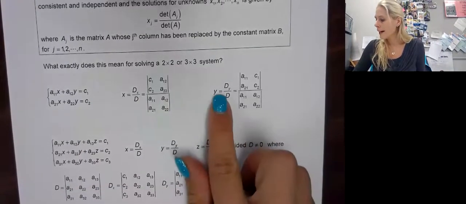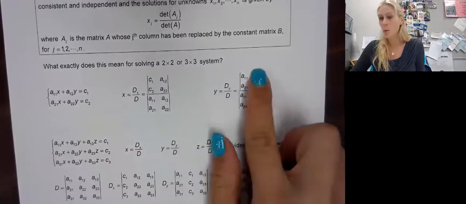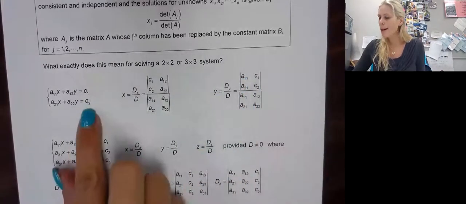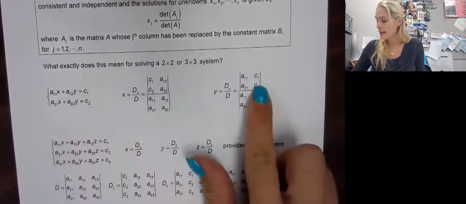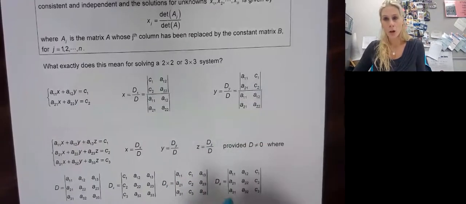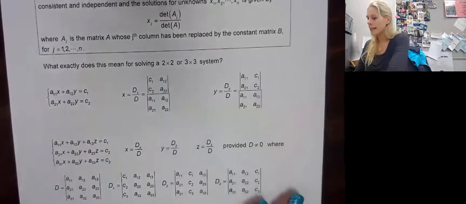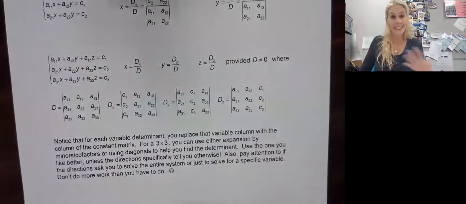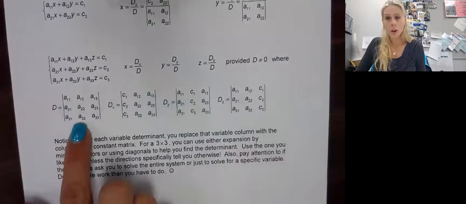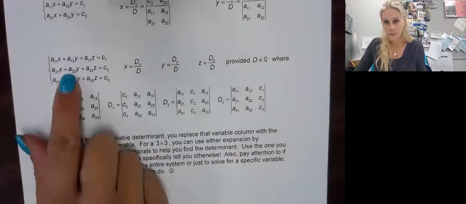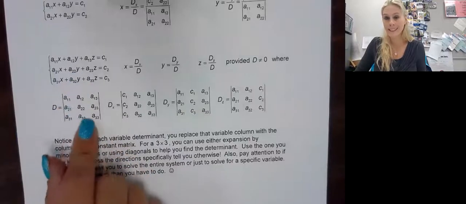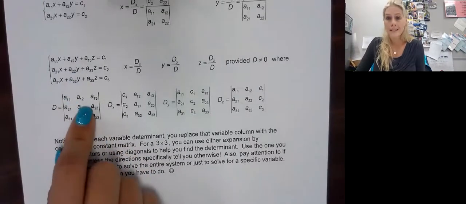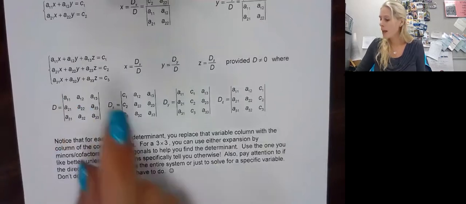For our y's, these would have been the y values, but we put our constants in that place, and then we find the determinant. Same thing down here. And of course, this gets a little bit longer, right? Because you have your original determinant of the matrix. Okay? That's always a must, because where does that go? That goes in the denominator for each of those variables we're solving for.